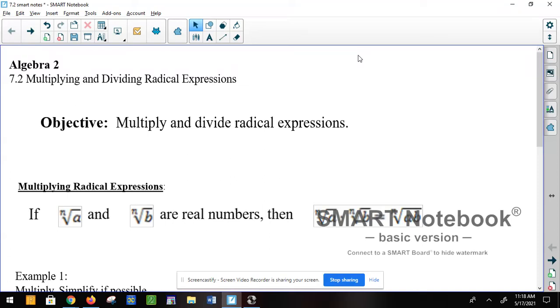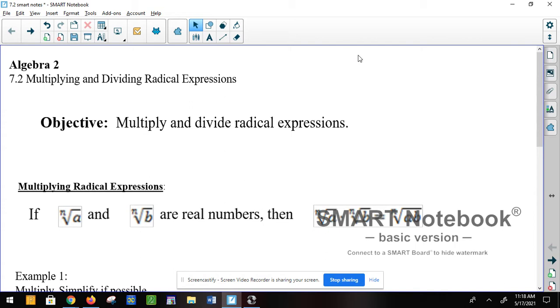All right, welcome to lesson 7.2. We're going to be multiplying and dividing radical expressions. That's what the objective is. That will also involve us simplifying radical expressions that don't work out perfectly, like we did in lesson 7.1.